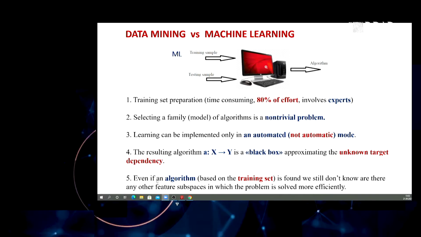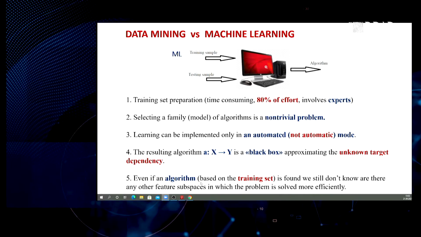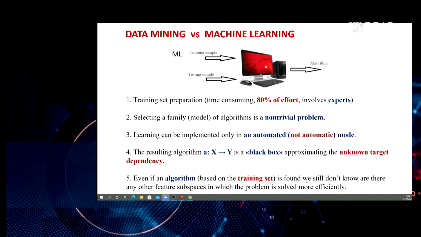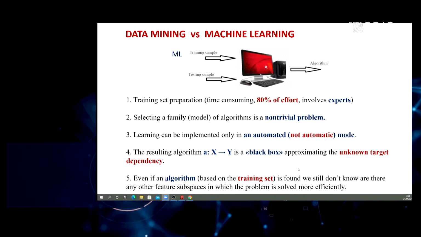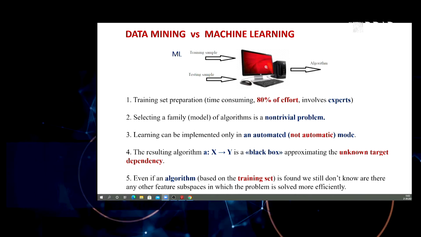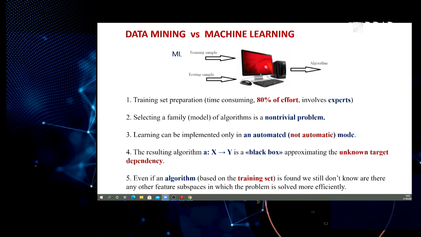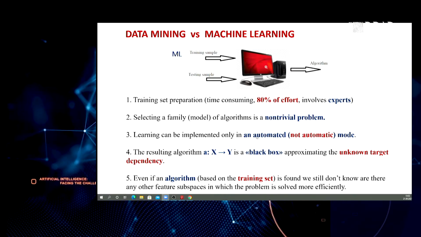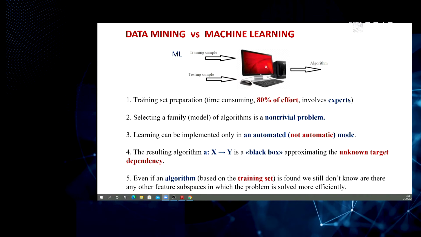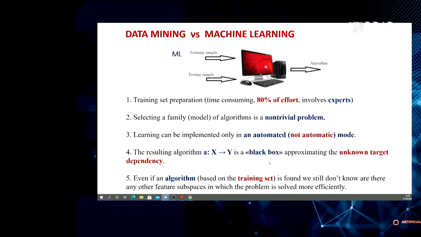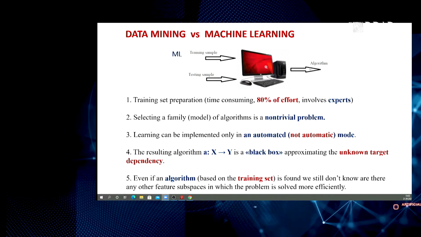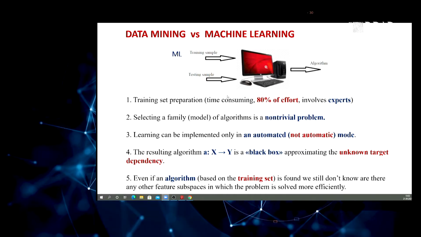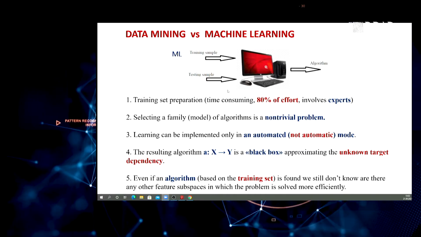And finally, even if an algorithm is found, it is based on the training set. So it means we still don't have information: are there any other feature subspaces where the problem is solved more efficiently? The main output of this explanation is that the algorithm we get as a result of the learning process is an algorithm that we can trust, but that can be hardly interpreted.